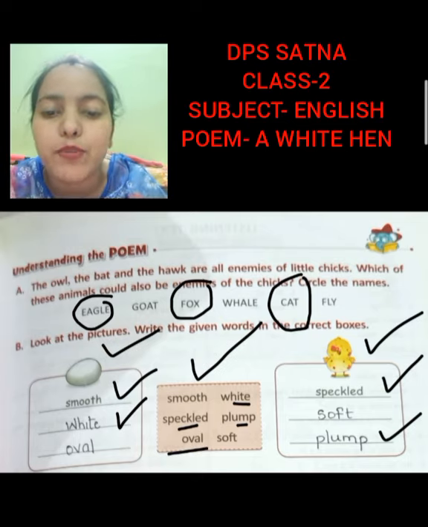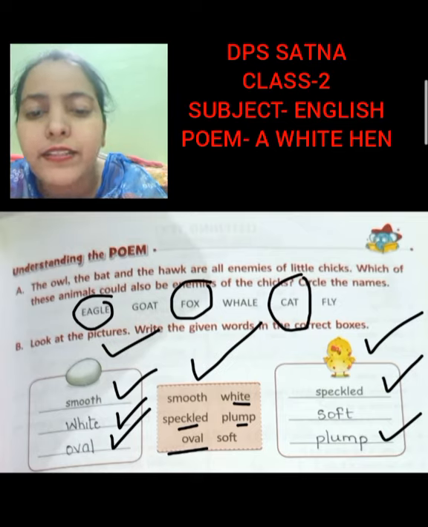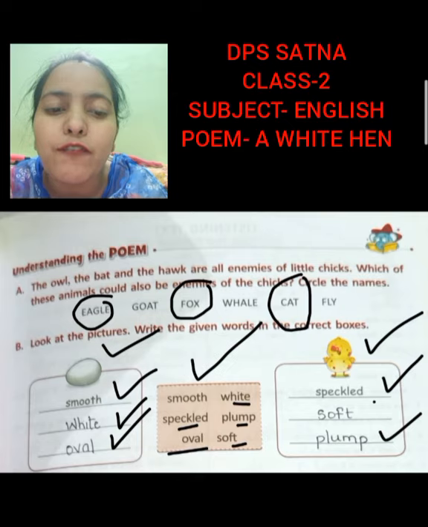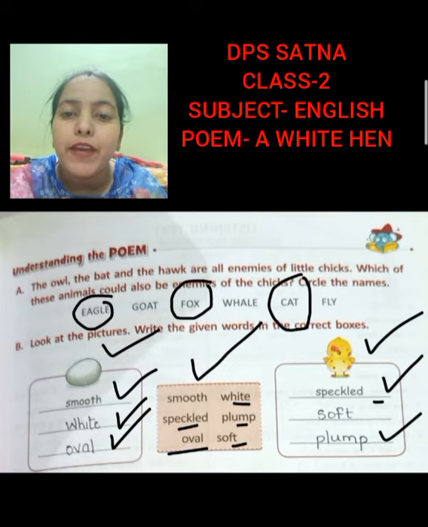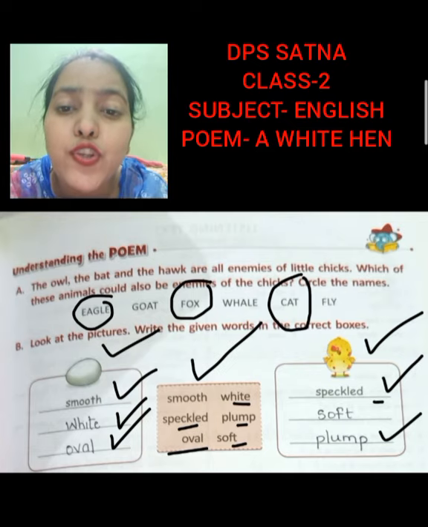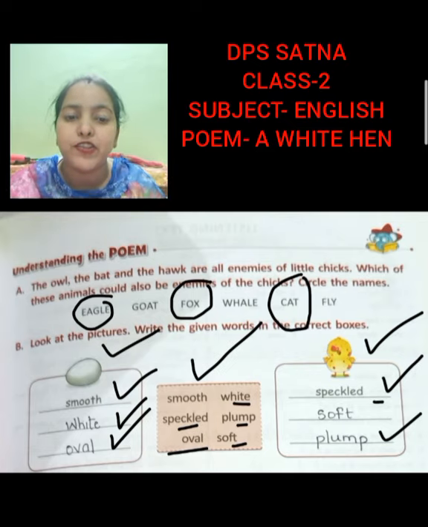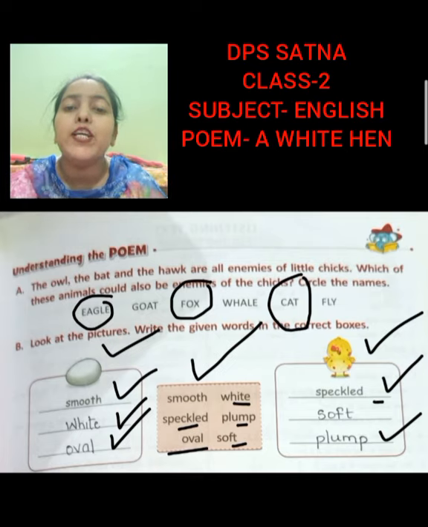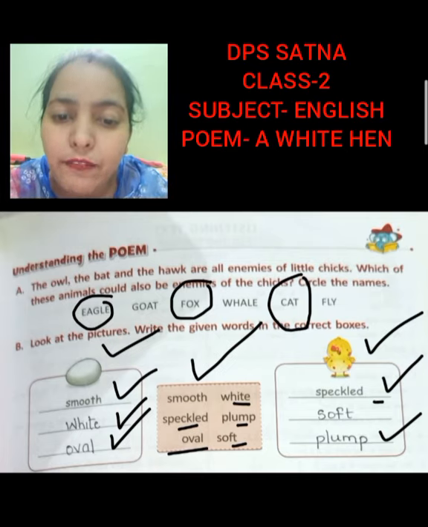S-U-P-P-L-I-E-D, supplied. Now the last word is spy. And what we are going to do? We are going to add I-E-D. It will be spied. S-P-I-E-D, spied. So students, in this exercise, what we have to do? The words are written in today's form and we have to change into yesterday form.